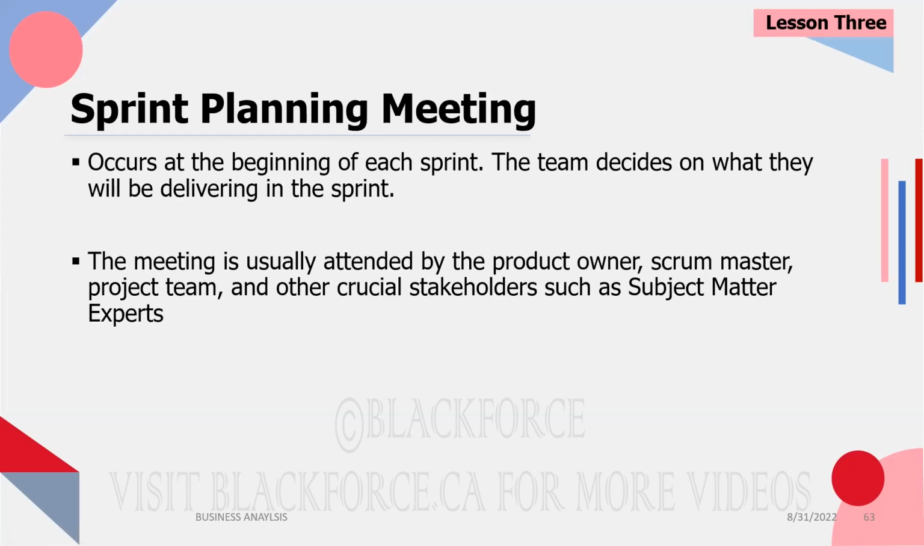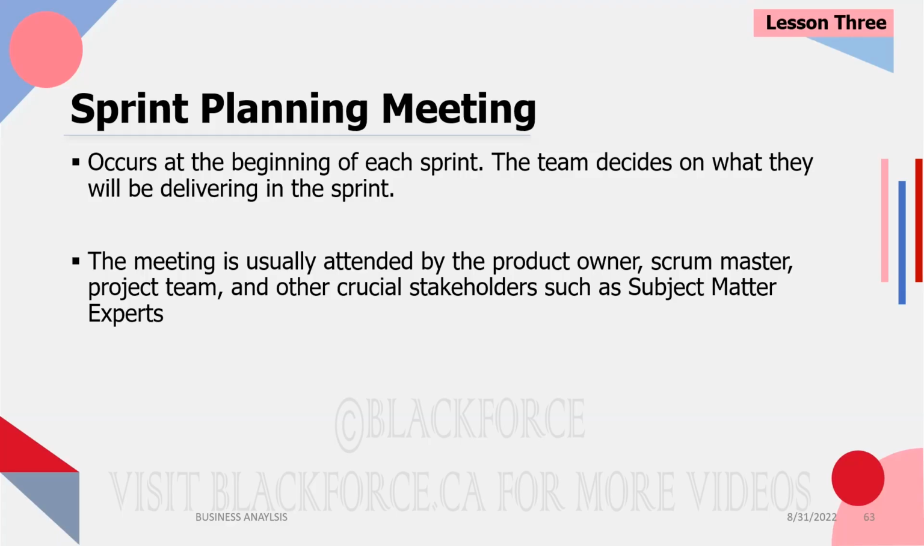So let's talk about the sprint planning meeting. I've talked a lot about what goes into a sprint, but we need to plan it for us to be able to get the goal, and these are the stories and all of that. We need to come together to talk about it. So there's something called the sprint planning meeting. It occurs at the beginning of each sprint. The team decides on what they will be delivering in the sprint. Okay? So here's where we talk about the sprint goal, the functionality that we're going to be delivering.